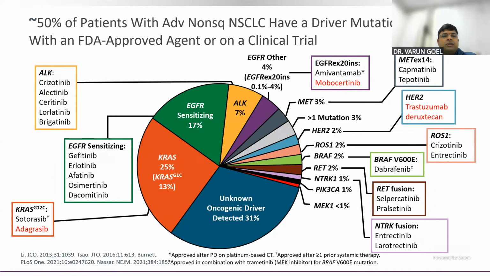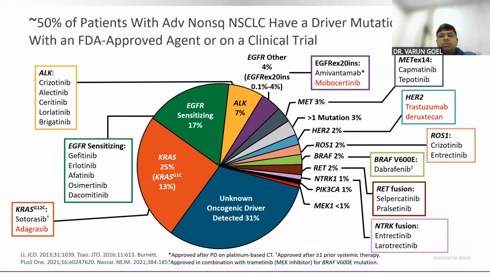But at present, the approved drugs are EGFR sensitizing drugs, that is first, second, and third generation TKIs for EGFR mutation: gefitinib, erlotinib, afatinib, osimertinib, and dacomitinib. For ALK also we have three generations of TKIs: crizotinib, then alectinib, ceritinib, and then lorlatinib and brigatinib.